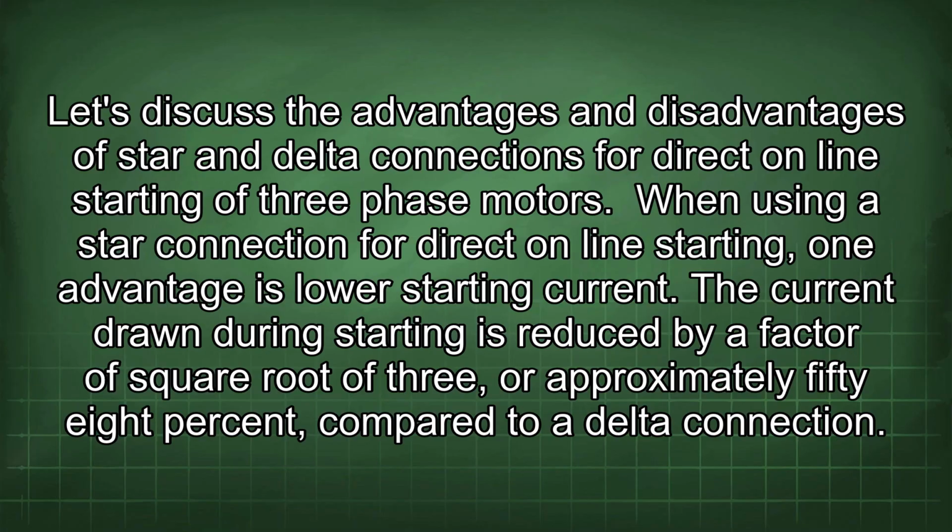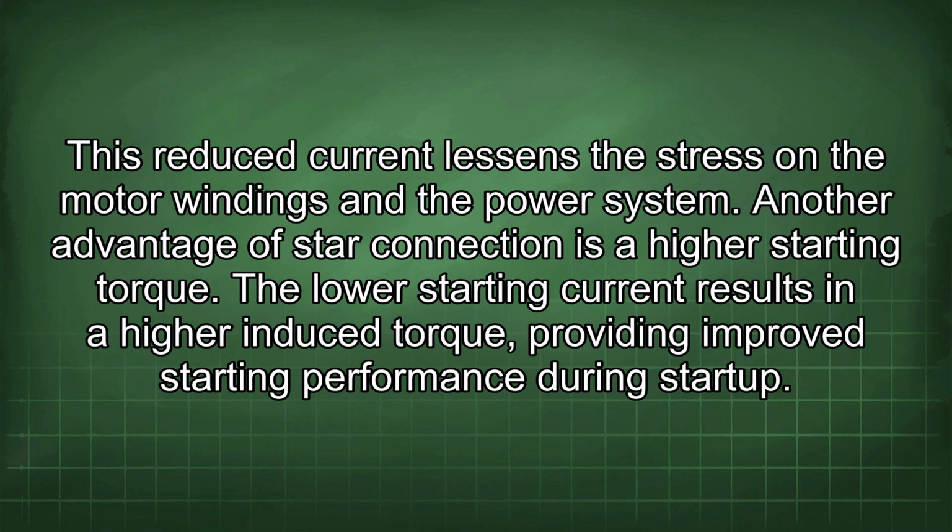Let's discuss the advantages and disadvantages of star and delta connections for direct online starting of three-phase motors. When using a star connection for direct online starting, one advantage is lower starting current. The current drawn during starting is reduced by a factor of square root of 3, or approximately 58%, compared to a delta connection. This reduced current lessens the stress on the motor windings and the power system.